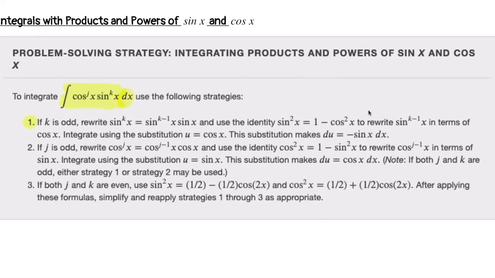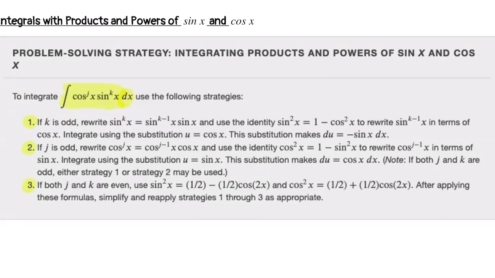Now, the same thing can be true when the power of cosine is odd. So when powers of sine and cosine are odd, that's really helpful for us. The trickier case is going to be the situation where the powers are both even. For example, cosine to the 4th, sine to the 4th. That would be a case where both powers are even.